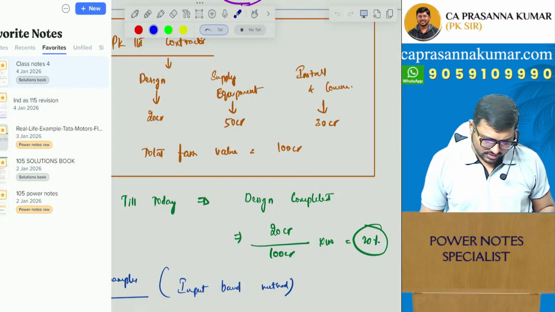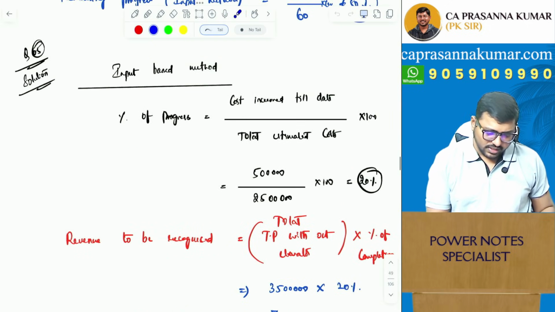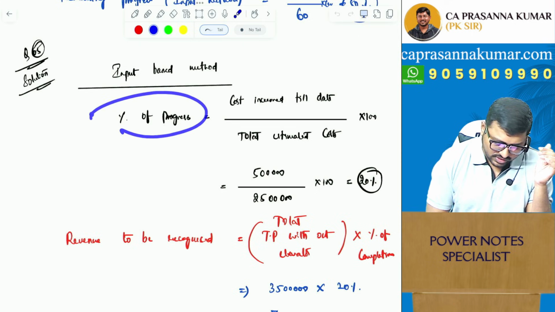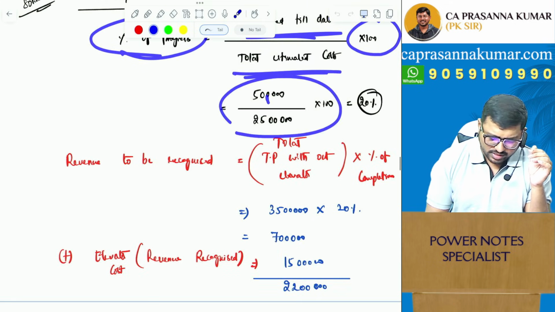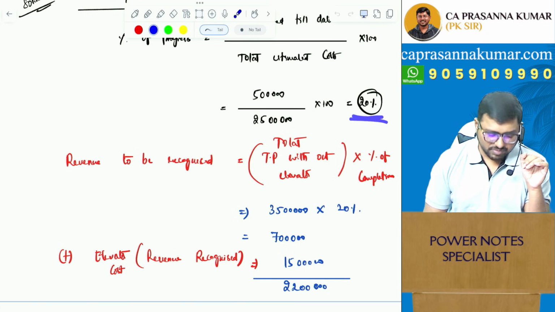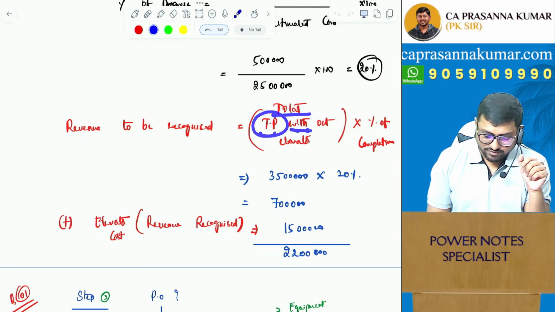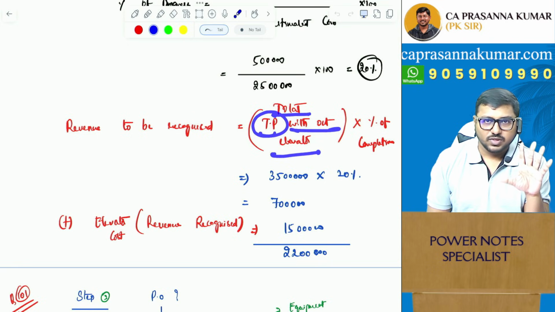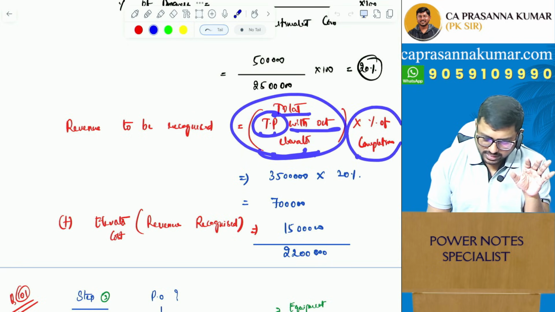Sir, what do you mean by that, sir? I'll show you a solution here so that you'll get clarity. See here. Input based method. Percentage of progress is cost incurred till date divided by total estimated cost into 100. This number will be given in the question. You got 20%. Revenue to be recognized: total transaction price without elevator. So you'll remove the elevator, take total transaction price without elevator, and multiply with percentage of completion. So total is 35 lakhs into 20%, you got 7 lakhs.